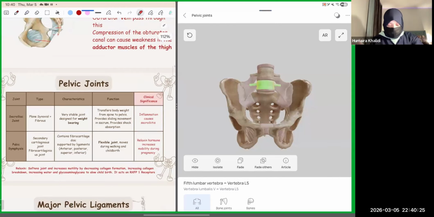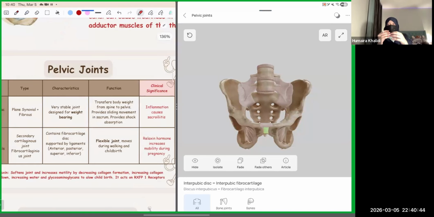The pubic symphysis is a flexible joint which moves during walking and birth. I know I said it's a fibrocartilaginous joint, but it's very big. As you can see over here, it's giving you enough space so it would move a bit. It allows slight movement, and essentially during birth you need to make the pelvic inlet bigger so the fetus can pass through. And this is done by stretching the pubic symphysis a bit because it's a fibrocartilaginous joint.